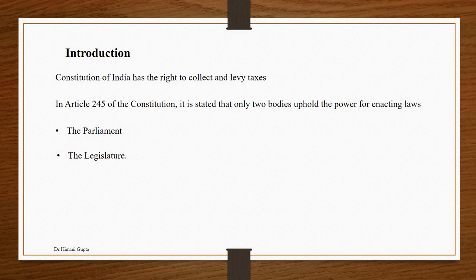Now the question arises, what is the role of the Parliament and what is the role of the Legislature? So we can say that Parliament makes laws for the whole or any part of the territory of India, whereas the Legislature of the state can make laws for the whole or any part of the state. But over here you have to keep it in mind that if Parliament makes any laws, they will not be considered as invalid.